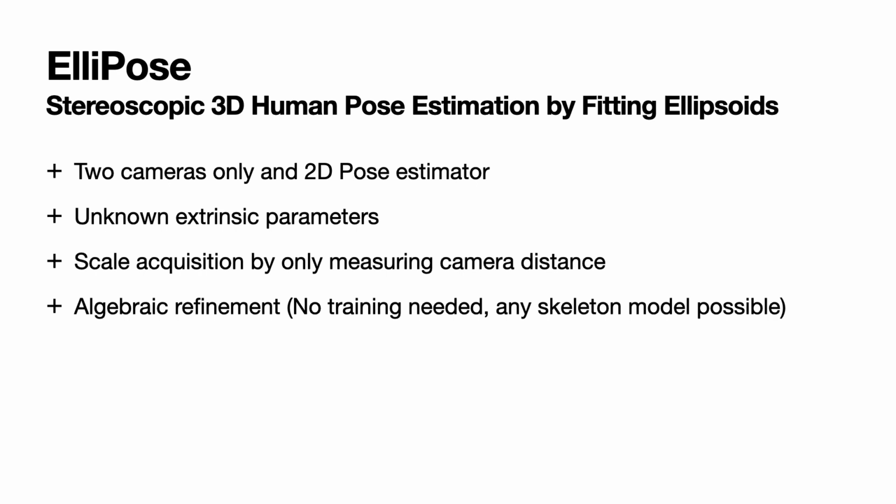Given the 2D pose estimator is available, our algorithm only needs 2 cameras with unknown extrinsic parameters. If the camera distance is additionally provided, our algorithm is also able to acquire proper scale. Furthermore, our algorithm is, beside the 2D input pose, fully algebraic and therefore does not need any further training and can be adjusted to any key point definition.